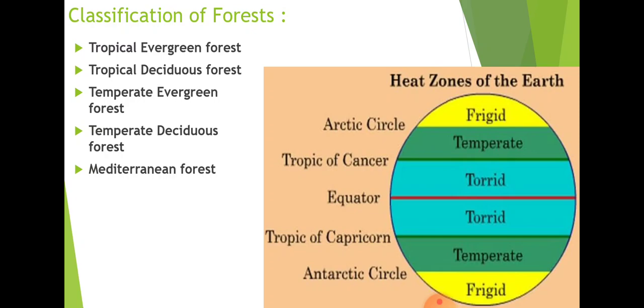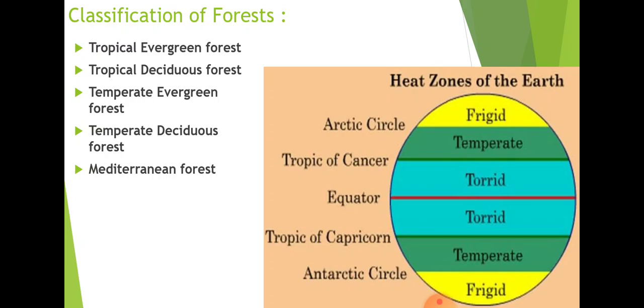So they are almost found near the temperate areas, but they have their specific features that we will see in the next slides. I hope you are able to understand the kind of forest which is found in the different zones; they are considered by that name. If it is found in the torrid zone or tropical zone, those forests are considered tropical forest. The forest which is found in the temperate zone is considered temperate forest. And we have to see the categorization of those forests in the next slide.